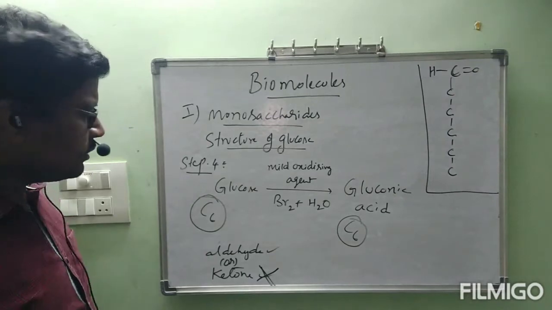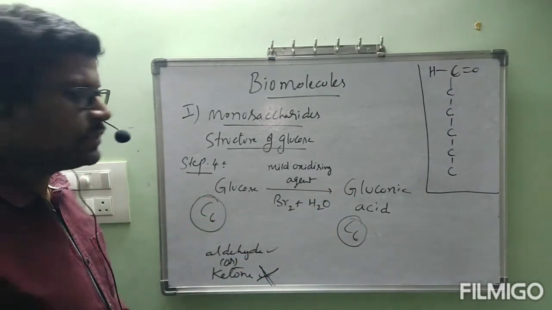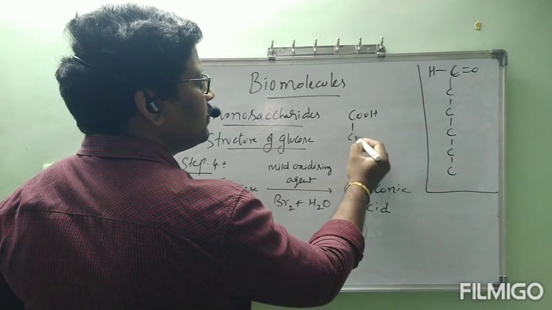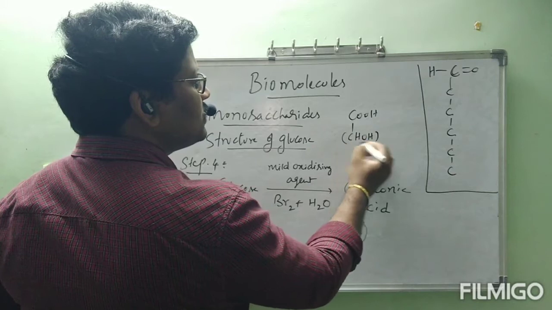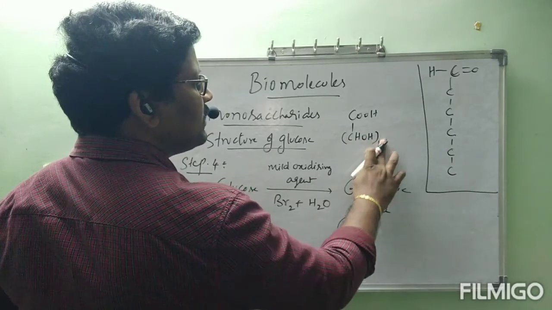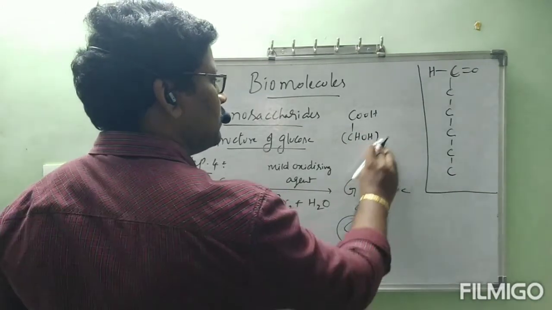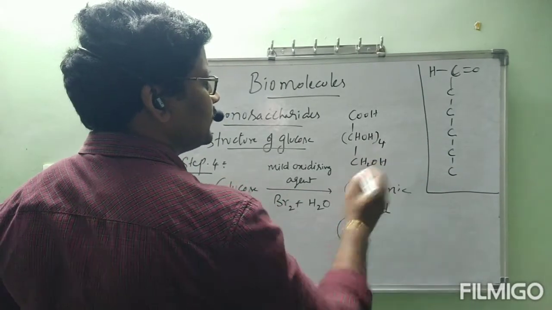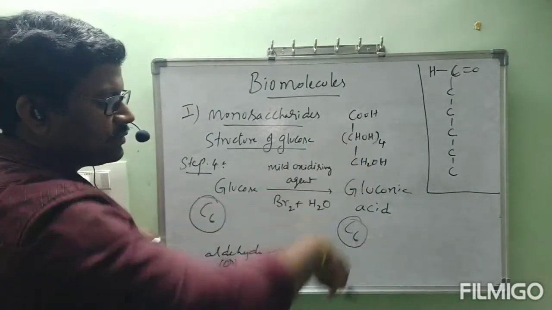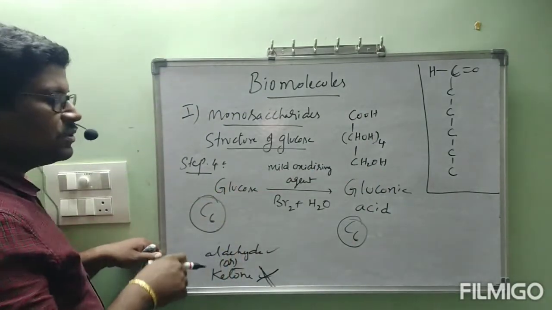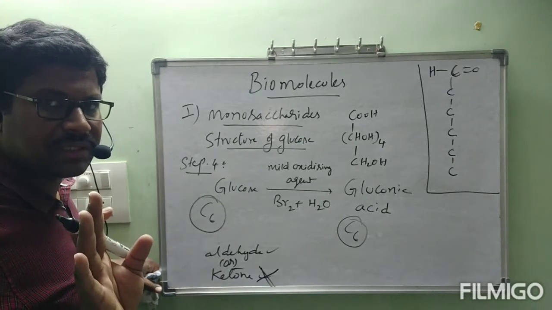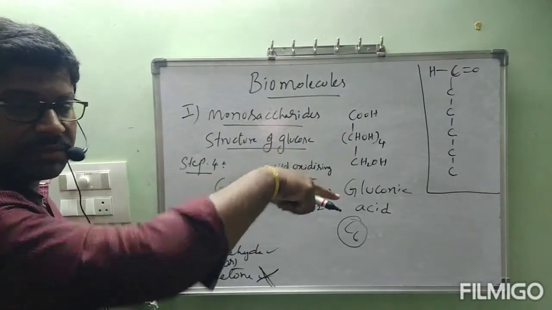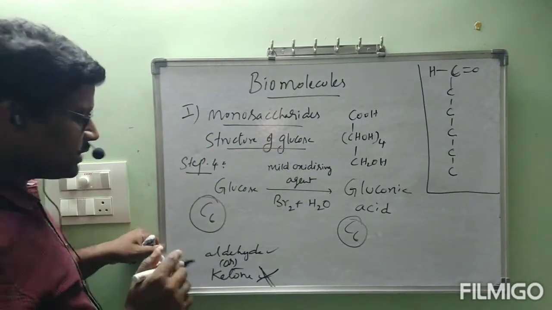Before going to step 5, what is the structure of gluconic acid? COOH, CHOH 4 times, CH2OH. This is the structure of gluconic acid. Then what about glucose? Actually, we don't know the glucose structure. That's why till now I didn't write it. We are going to obtain it. Correct? Now, simply for understanding purposes, I am writing here.